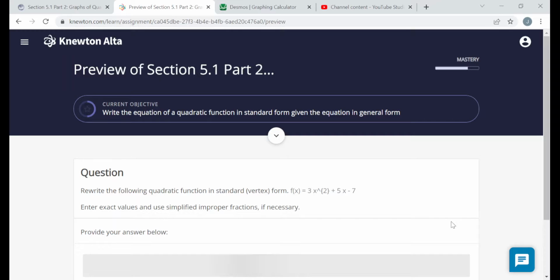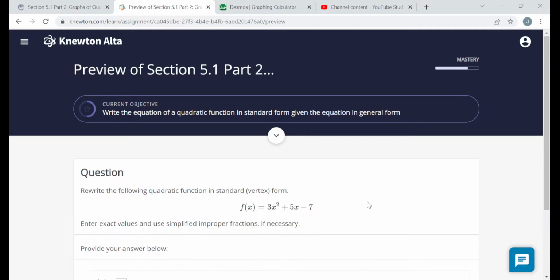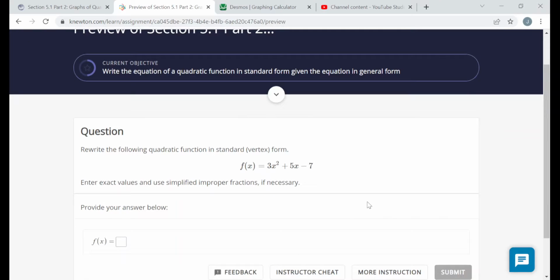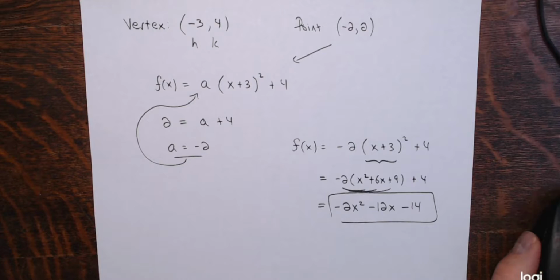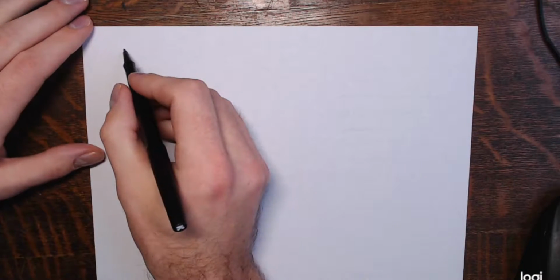So now we're back to the "here's an equation in general form, write it in standard form," right? Write it in that vertex form. All right, so once again, I'll write this out. And I'll show you both methods, right? Again, why not?